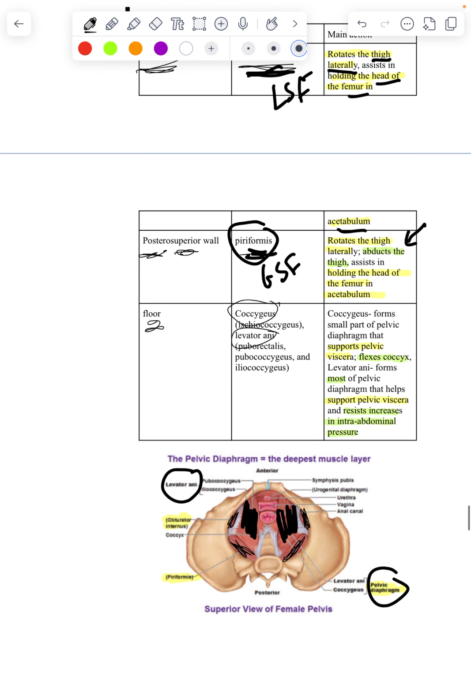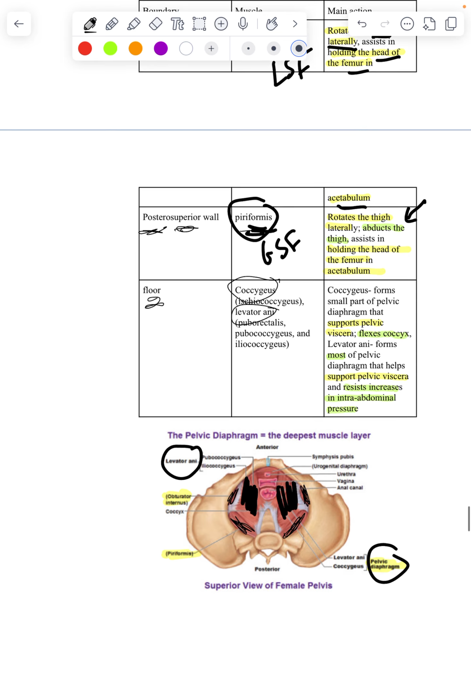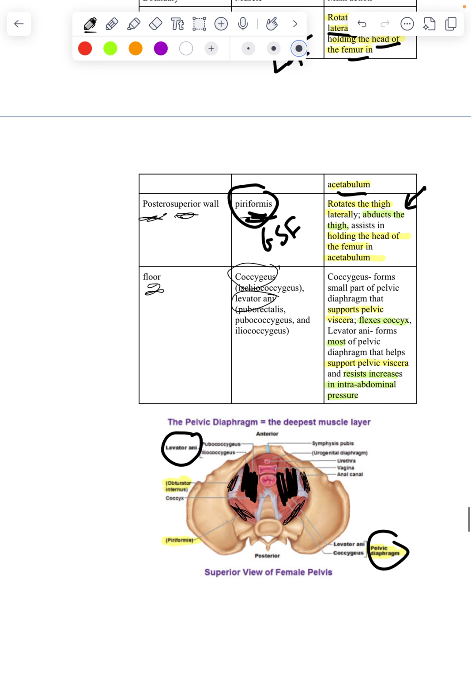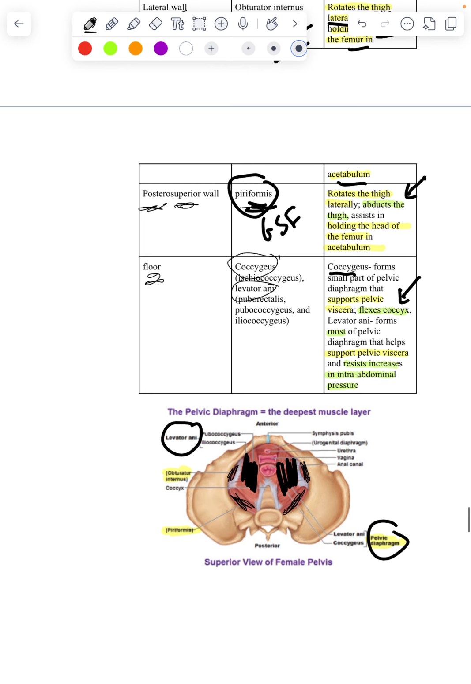And then for the floor, between the coccygeus and the levator ani, they both support the pelvic viscera, so I put that in yellow. The coccygeus will flex the coccyx, so that's another function of it. The levator ani is bigger. It does most of the pelvic diaphragm support, so it's going to resist any too much pressure that goes there.